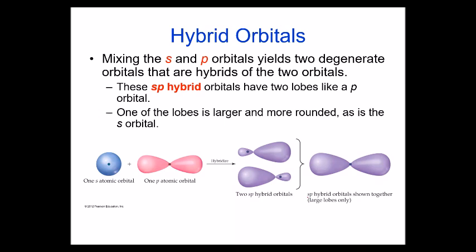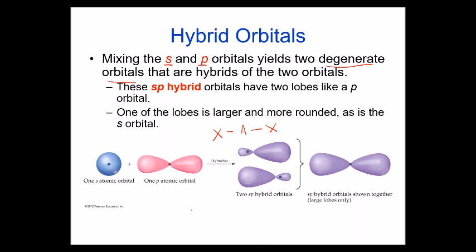So for hybridizing, when we're talking about the linear domain, here's your central atom, here's your ligand, here's your other ligand. In order to have overlap around this central atom, establishing the single bond, what happens is you have hybridization occurring around the central atom's orbitals. There's a mixing of the s and p orbitals. It yields two degenerate orbitals.